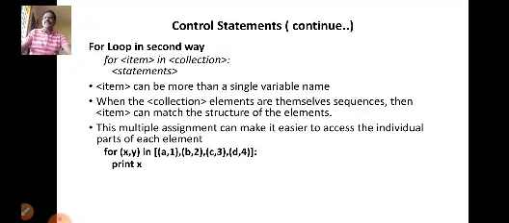The for loop in the second way means for item in collection, then statements. The item can be more than a single variable name. If the collection elements are themselves sequences, then the item can match the structure of the elements. This multiple assignment makes it easier to access the individual parts of each element. For example, for x, y in [(a1, p2), (a3, p4)], print x.